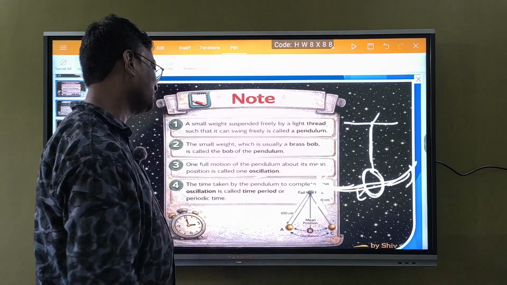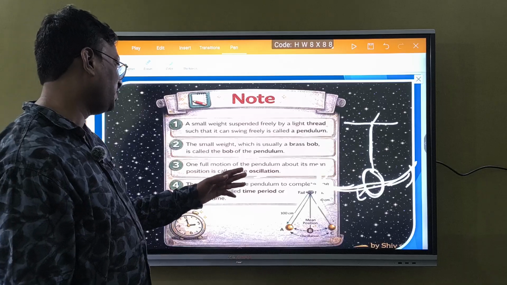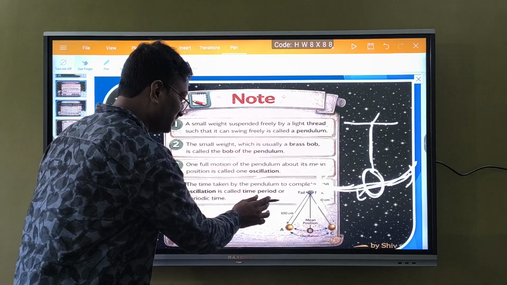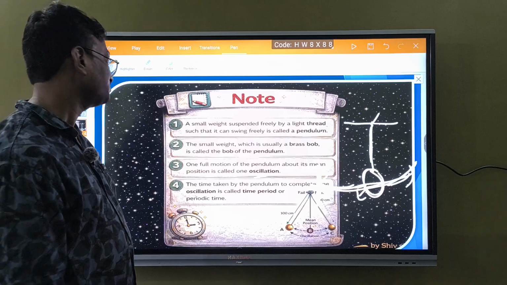That is called one oscillation. The time taken by the pendulum to complete one oscillation is called the time period of the pendulum.